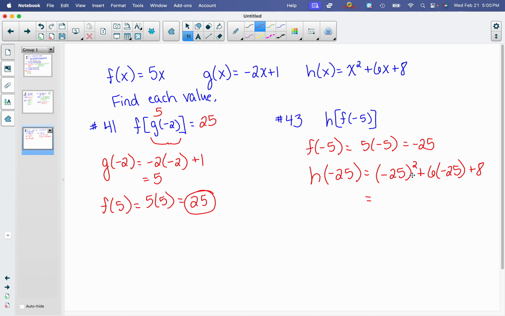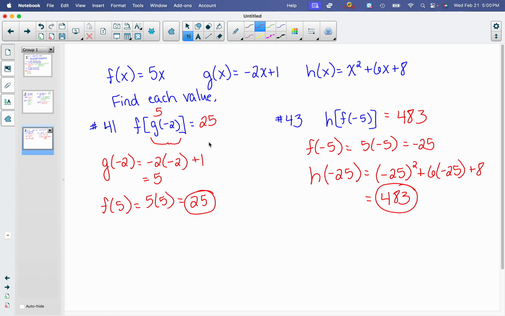And you can grab your calculator. Make sure you put parentheses around it if you square a negative. You should get 483. I punched it into my calculator, assuming I did it right. I think I did. So we get 483 for our answer to that problem.